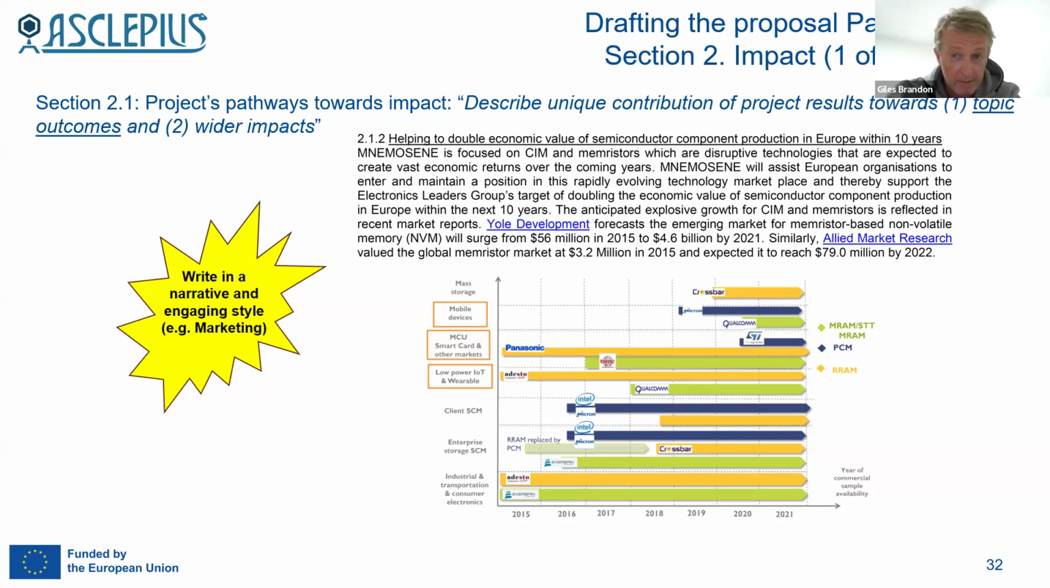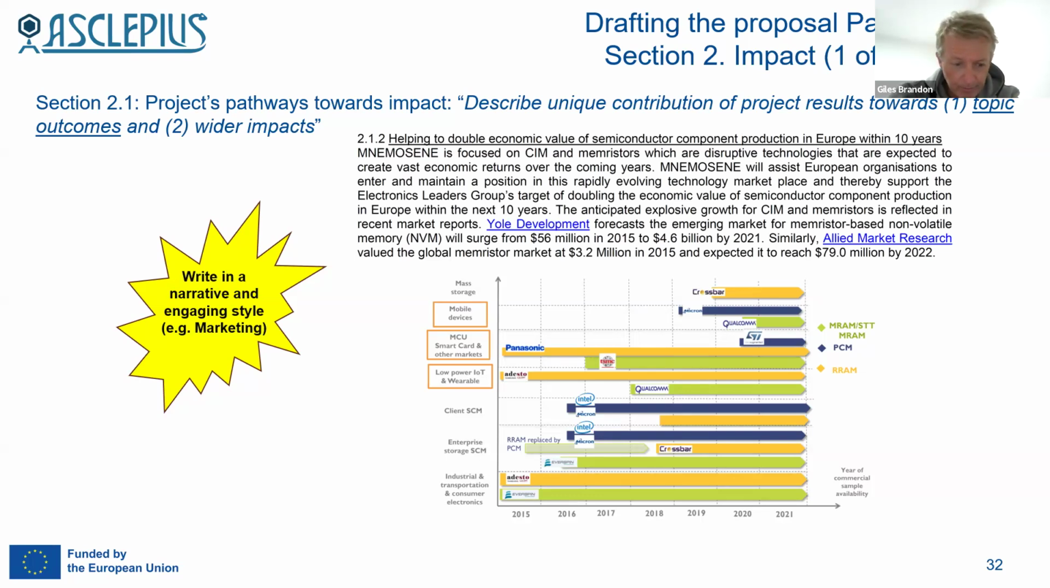So within section 2, impacts, there's a 2.1, a 2.2, and even a 2.3. If we consider section 2.1, the standard application form says that the title of this is Project Pathways Towards Impacts, and you're asked to describe the unique contribution of project results towards 1, the topic outcomes, and 2, wider impacts. So how can you go about addressing this?